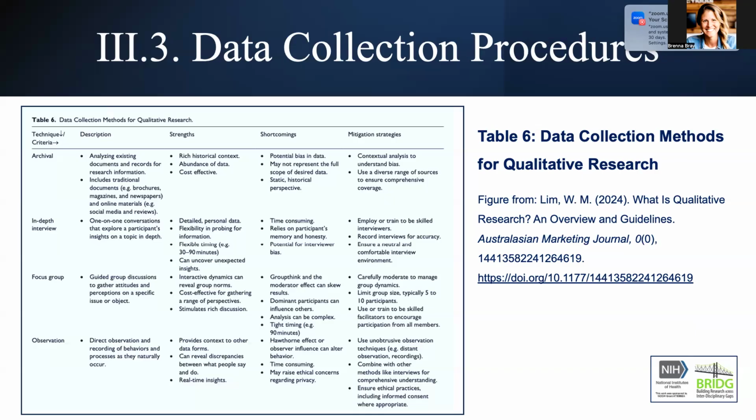And then observations, we might just directly observe and record behaviors or processes as they naturally occur. This type of data collection can provide context to other data forms. It can reveal discrepancies between what people say and what people do, and provide real-time insights. On the other hand, the Hawthorne effect or observer influence can alter behavior. Observations can be time-consuming, and they may raise ethical concerns regarding privacy.